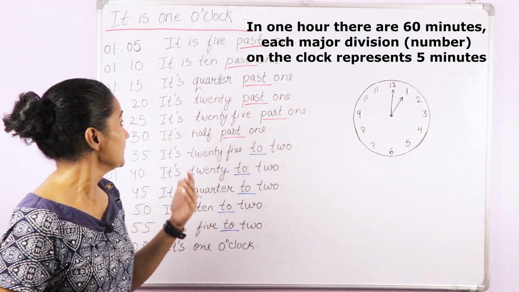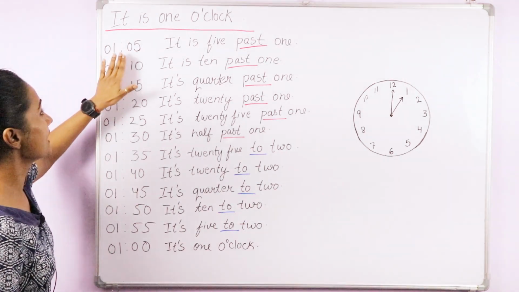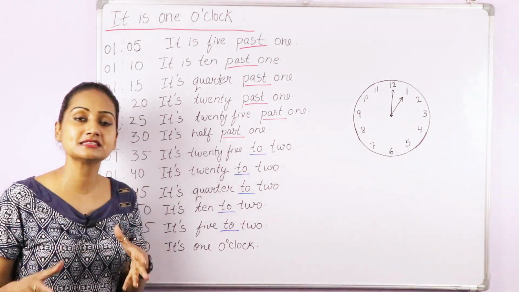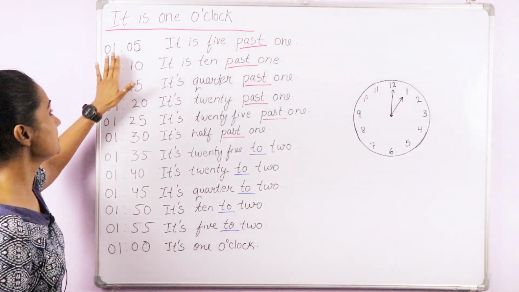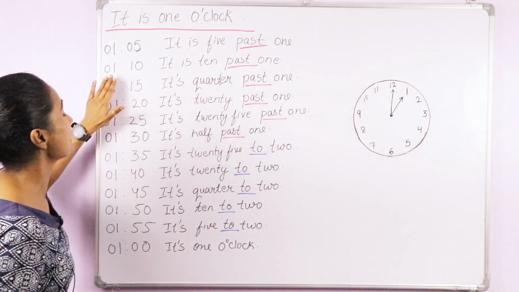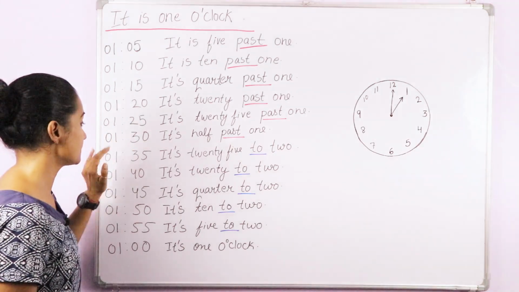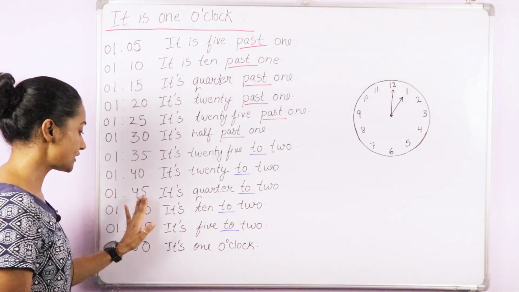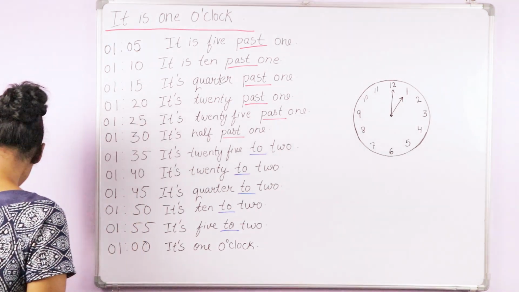Okay, now here we have some timings. So first is 1:05. This means 1 hour and 5 minutes. So this is the easiest way to tell the time. Okay, 1 hour and 5 minutes. It's 1:05. What's the time right now? It's 1:10, 1:15, 1:20, 1:25, 1:30, 1:35, 1:40, 1:45, 1:50, 1:55 and 2 o'clock.